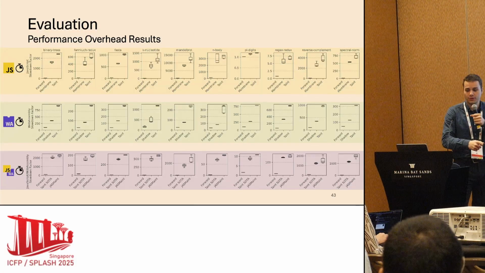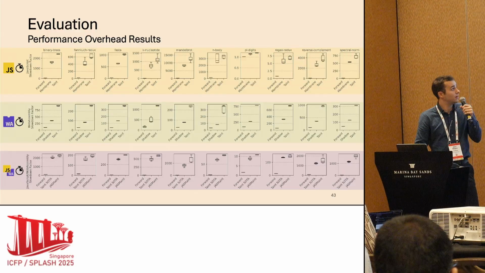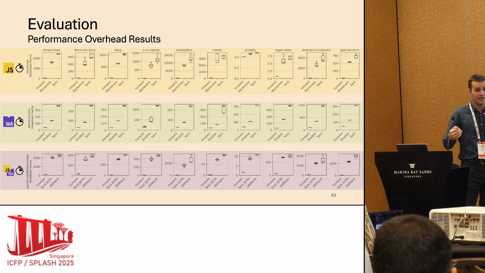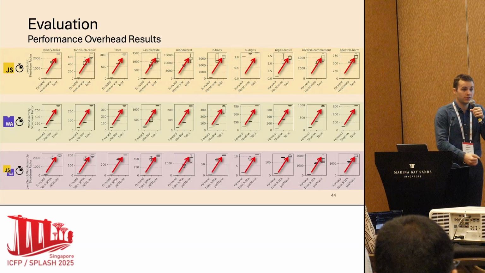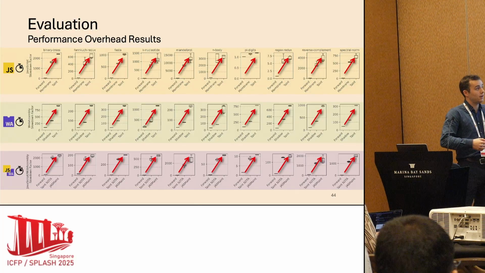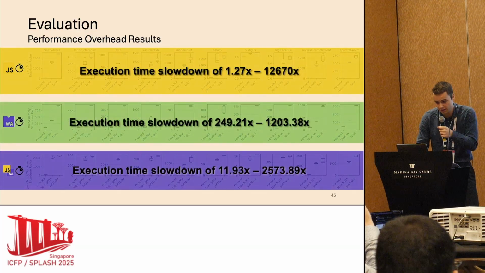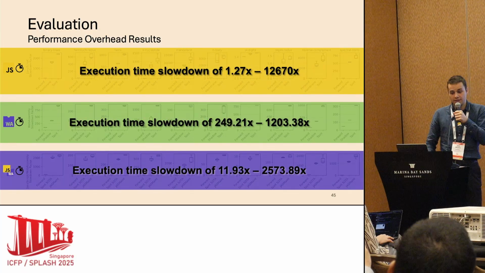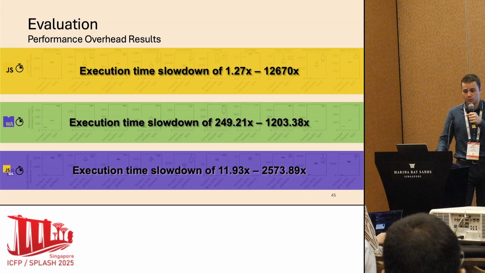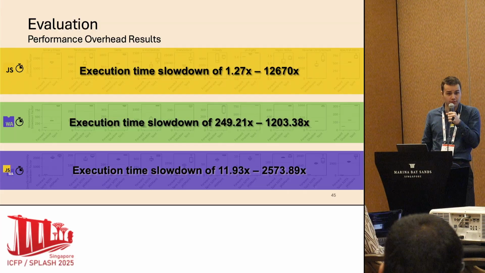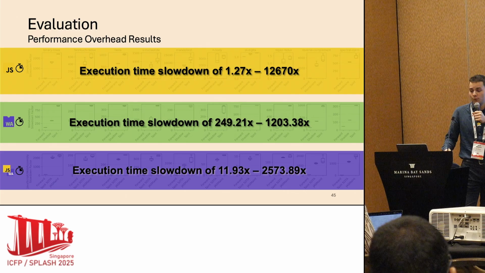Note lower is better, and the information is on a logarithmic scale. First of all, a sanity check: with increasing complexity of the logic, you can see that there's always this upward trend. The more costly the analysis becomes, the more cost you start to pay at runtime. So this checks out. Then we also summarize the entire result: the execution slowdown of a JavaScript-only analysis is 1.72 to 12,000 times. For WebAssembly, it's 250 times to 1,200 times.